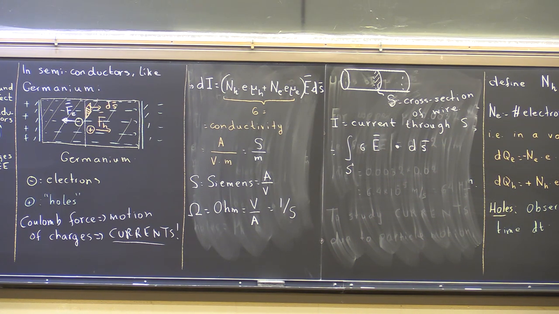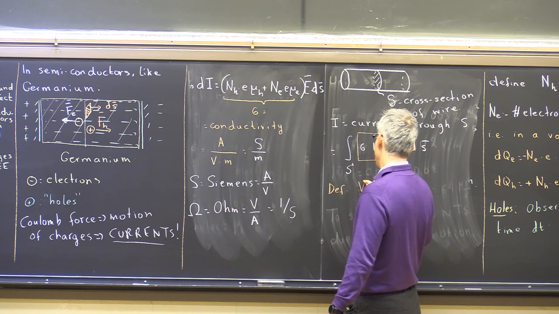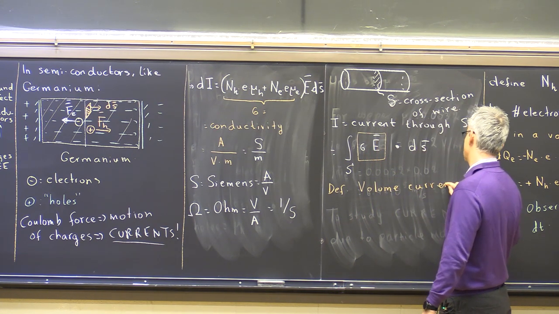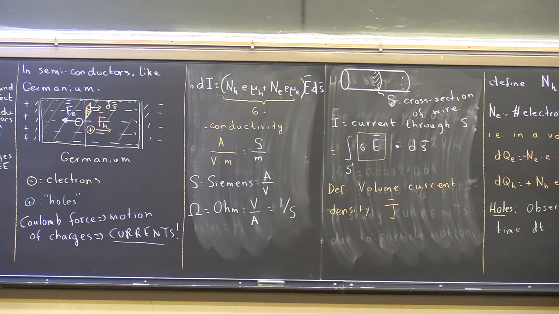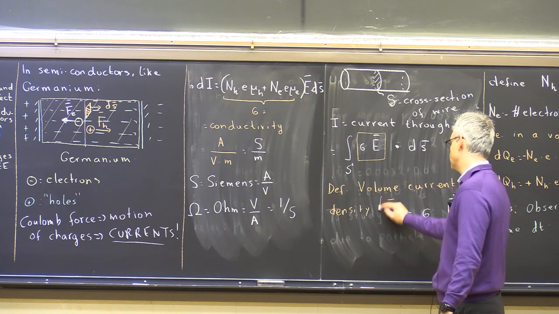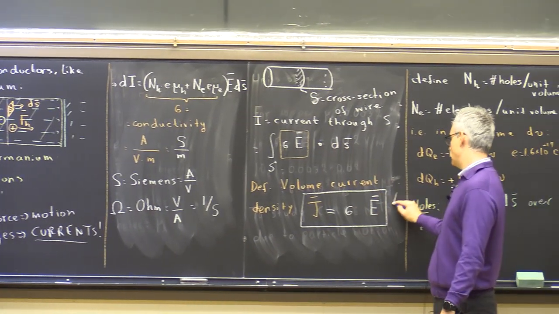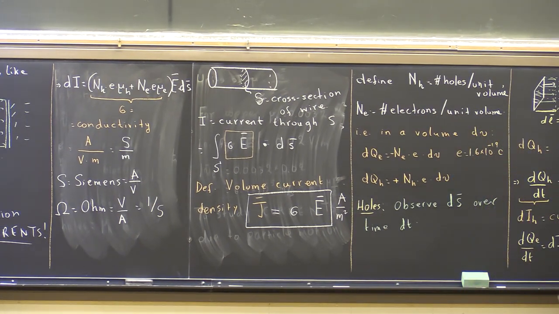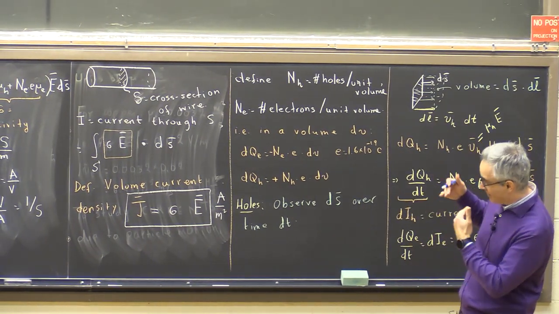And I will give you an example in a little bit, but before I do the example, I wanted to also introduce this quantity here, sigma E, as the volume current density J. In fact, your textbook discusses this at the outset of the chapter. So this is equal to sigma times electric field. The units for this are amps per meter squared. So you see, you integrate this over a cross section and you get amps, you get current. And you may ask, why do I have here a volume current density that is given in amps per meter squared? And that is something that you can see from the fundamental definition of this.